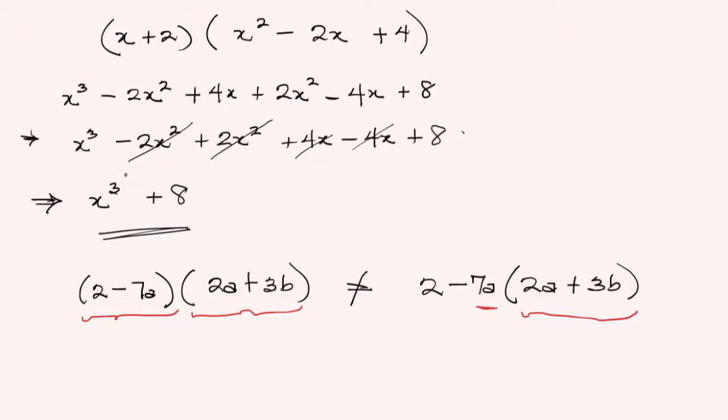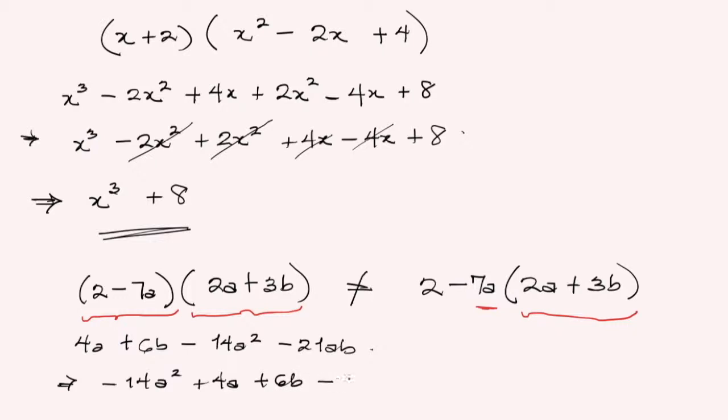So if we would solve these two, for this case, we would have 2 multiplied by 2a is equal to 4a. 2 multiplied by 3b is equal to 6b. Minus 7a multiplied by 2a is equal to minus 14a squared. And minus 7a multiplied by 3b is equal to minus 21ab. And so if we rewrite this, because there's nothing to combine, we can have this expression as minus 14a squared plus 4a plus 6b minus 21ab.